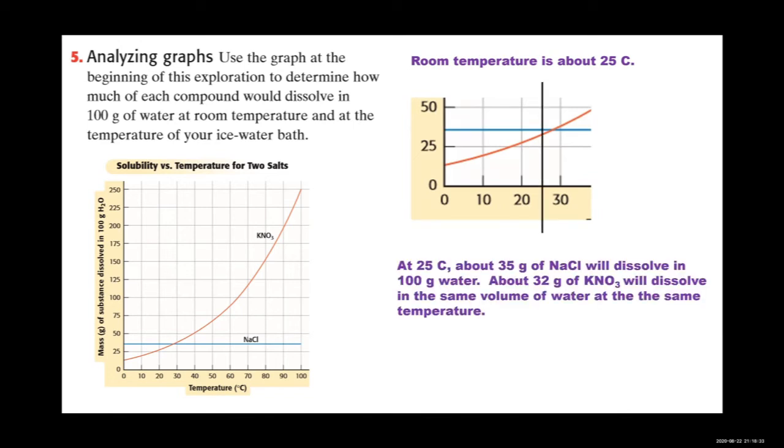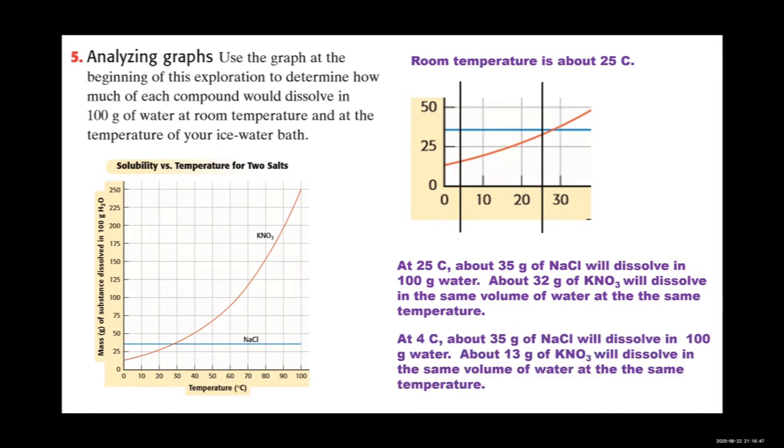At 25 degrees Celsius, about 35 grams of sodium chloride will dissolve in 100 grams of water, and about 32 grams of potassium nitrate will dissolve in the same volume of water at the same temperature. So there's our 4 degrees Celsius. At 4 degrees Celsius, about 35 grams of sodium chloride, just the same as before, will dissolve in 100 grams of water, and about 300 grams of potassium nitrate will dissolve in the same volume of water at the same temperature.